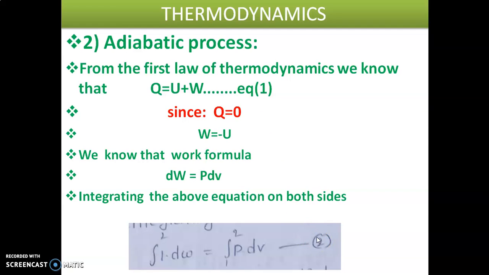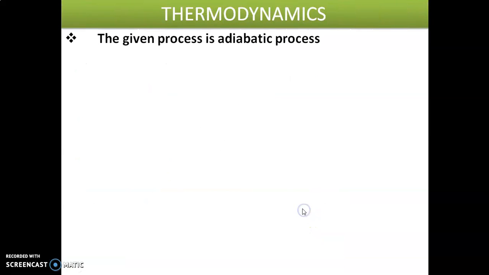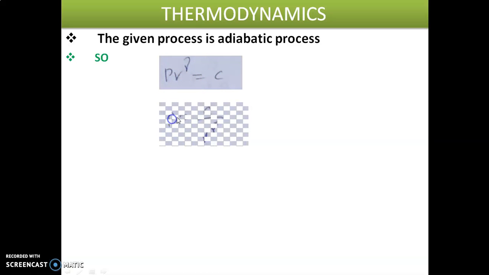The given process is the adiabatic process. So PV to the power of gamma is equal to constant. This is the adiabatic process expression, PV to the power of gamma is equal to C. From this relation we can write P is equal to C by V to the power of gamma.